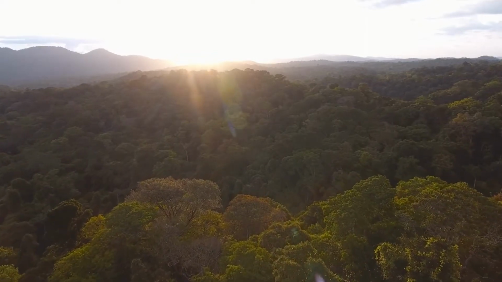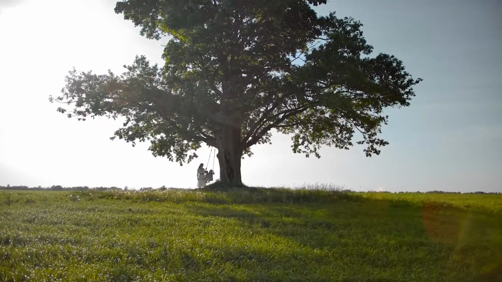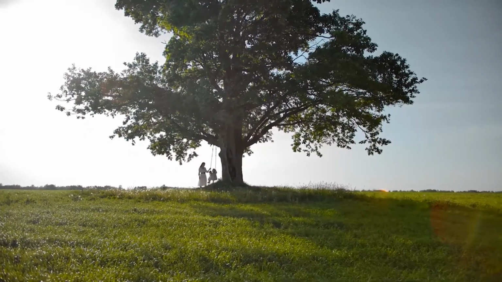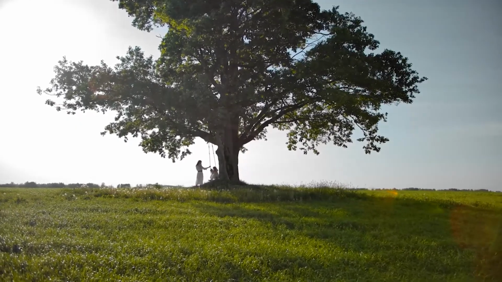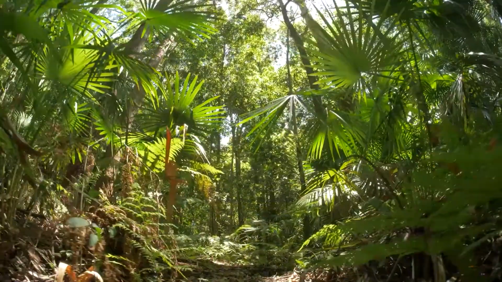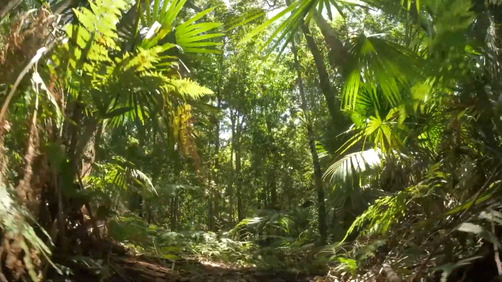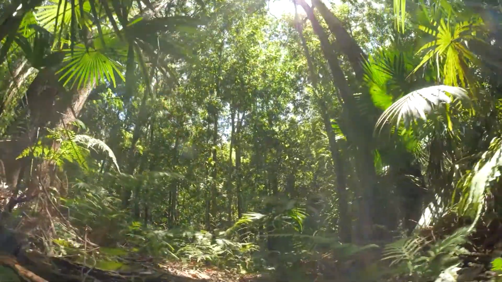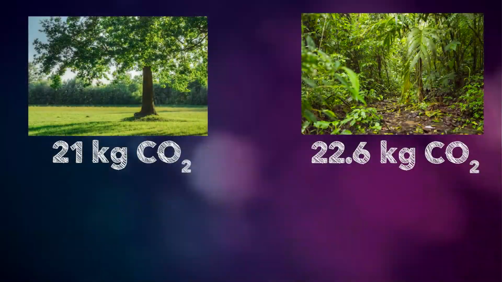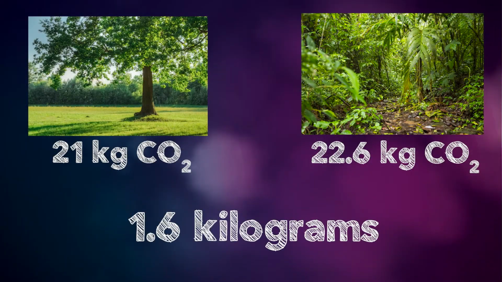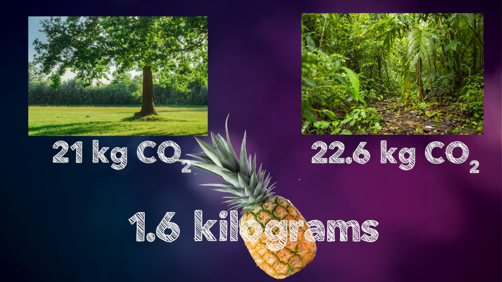thus it is not very good for crops. The typical tree, like the trees we find in the UK, can absorb around 21 kilograms of CO2 a year, whereas a tropical tree, like those found in rainforests, can absorb around 22.6 kilograms of carbon per year. The difference is 1.6 kilograms, which is approximately the same as a pineapple, and typically rainforests are a lot denser.